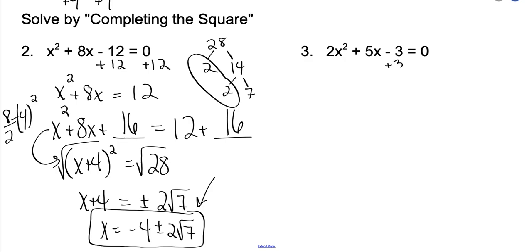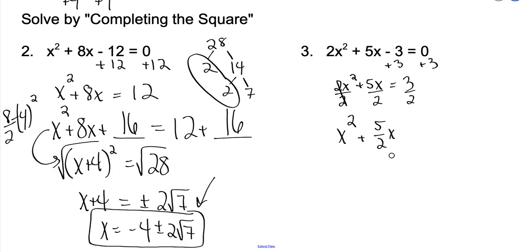So I'm going to move the 3 first. Okay, 2x squared plus 5x equals 3. And then we have to divide everything by 2. So we are going to get fractions in here, which is all right if we follow the process.